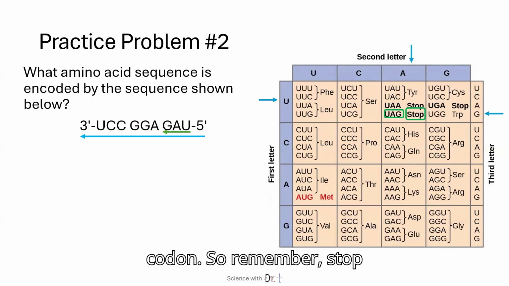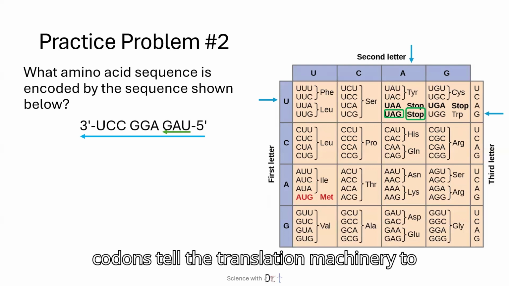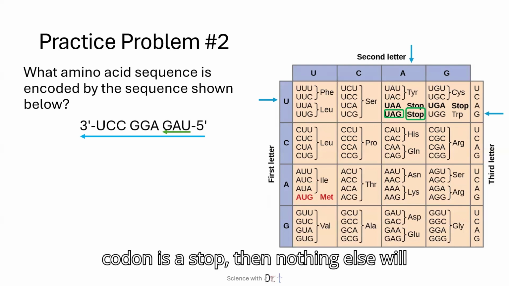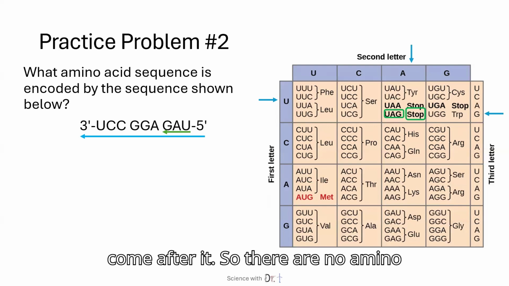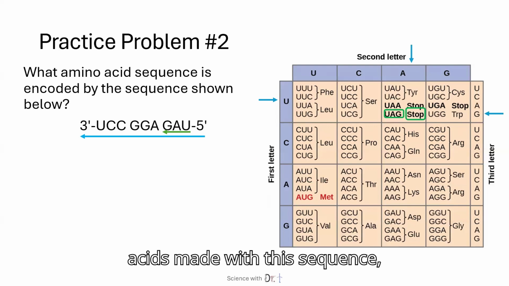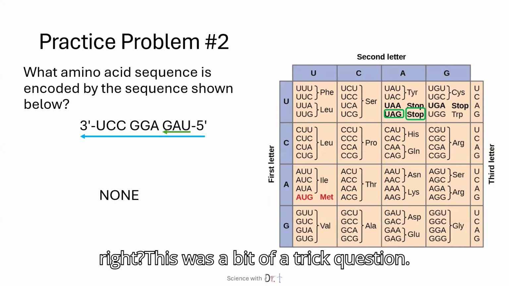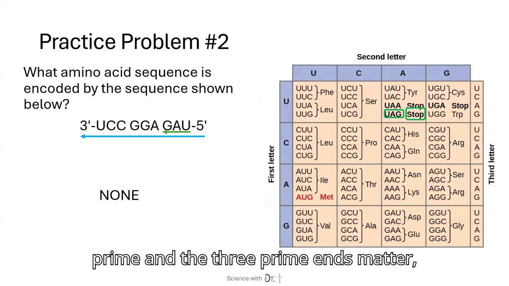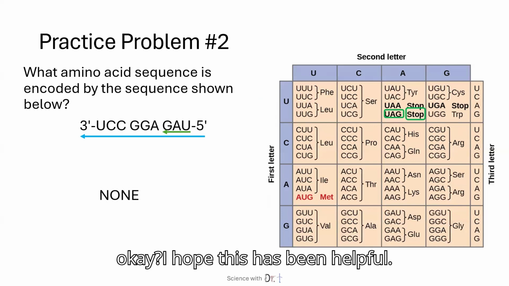So remember, stop codons tell the translation machinery to stop translation. So if the first codon is a stop, then nothing else will come after it. So there are no amino acids made with this sequence. Right? This was a bit of a trick question. So you have to remember that the 5' and the 3' ends matter, okay?